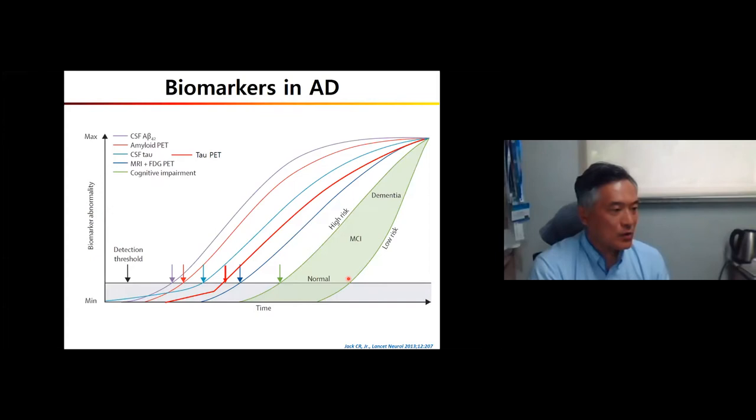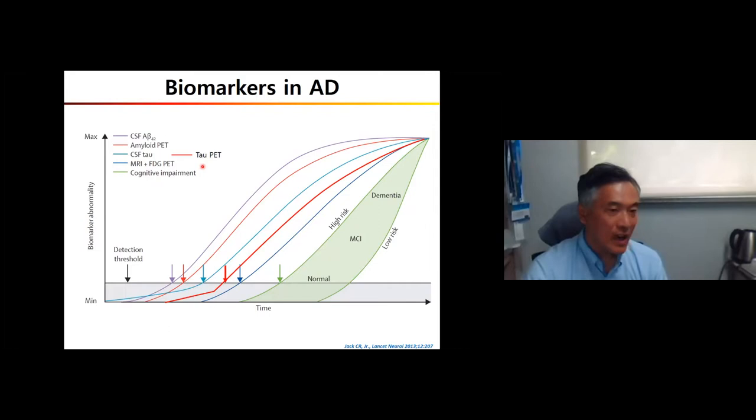I think you may see these kinds of graphs. The CSF amyloid beta concentration increases slowly, and after some time, you can see amyloid plaque in the brain with the PET. After that, CSF tau also increases after the amyloid aggregation, and then we can see the tau PET after the tau aggregation in the brain.